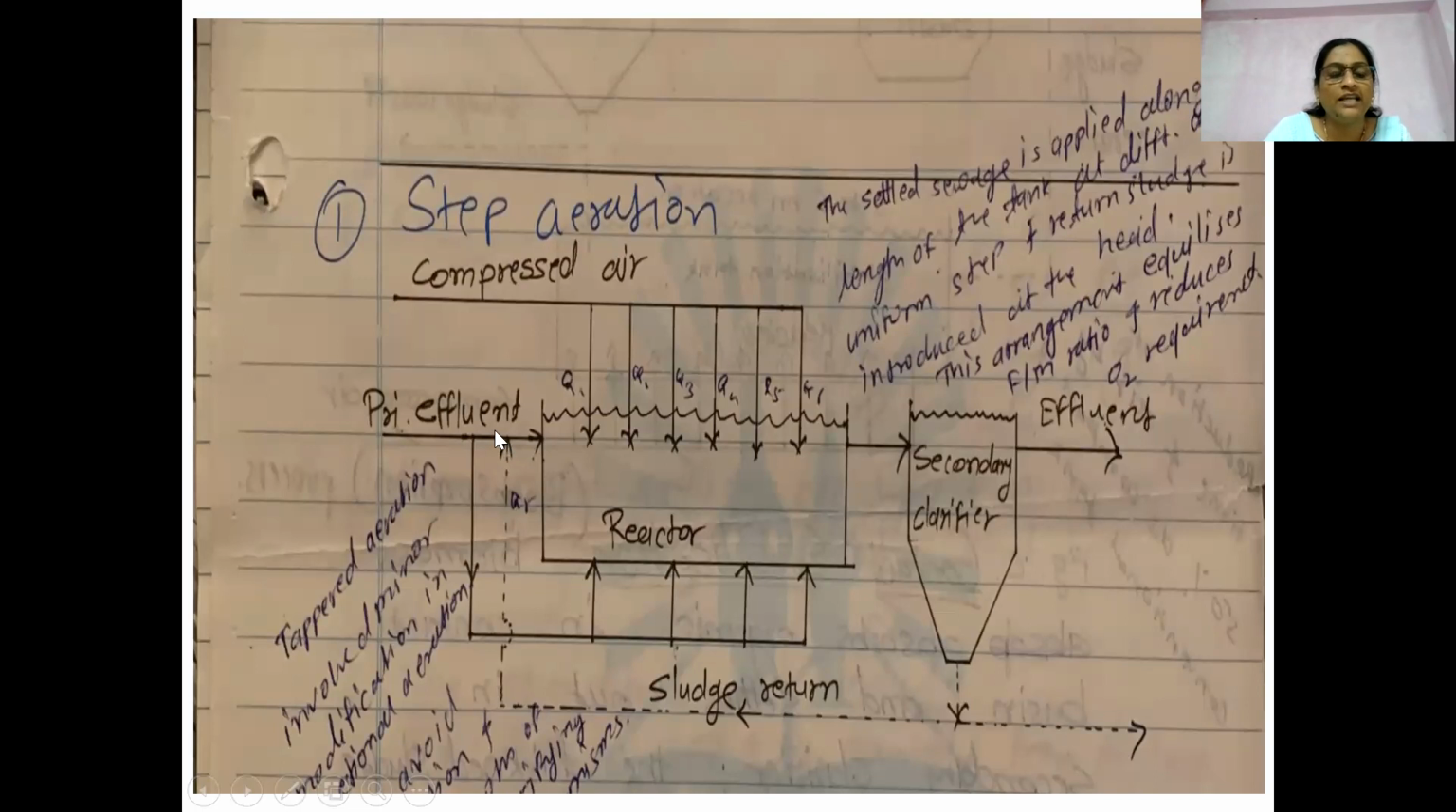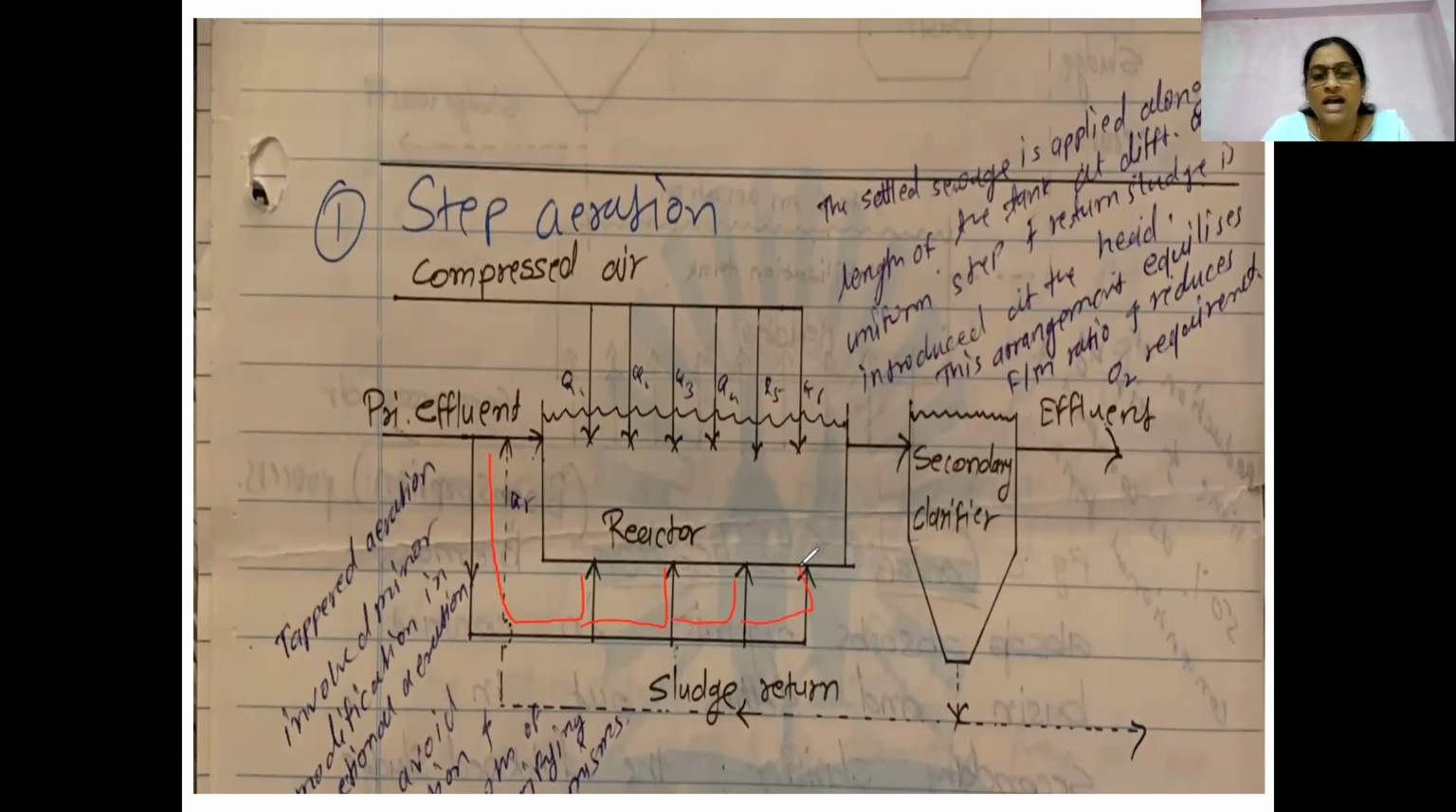In step aeration, the incoming raw sewage from the primary clarifier is allowed to enter in step form. Are you able to see here? It is entering from this spot, some part will be added over here, some part over here, some part over here, and the remaining will be added over here.